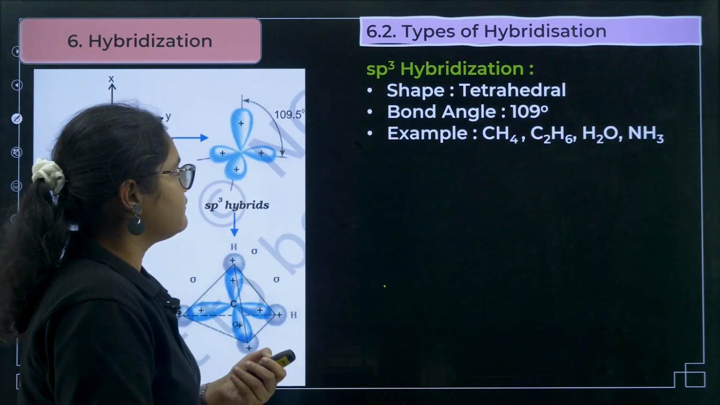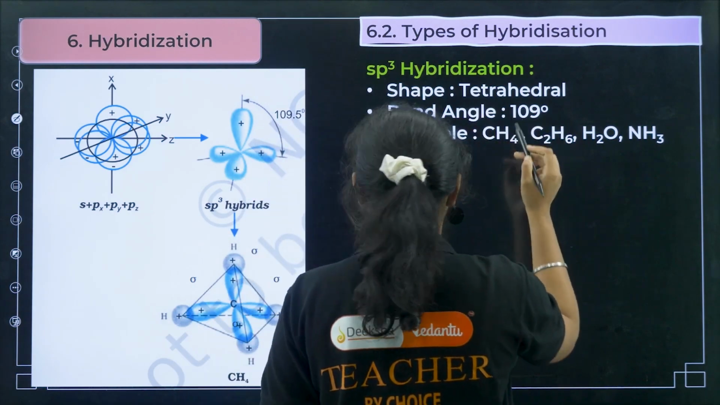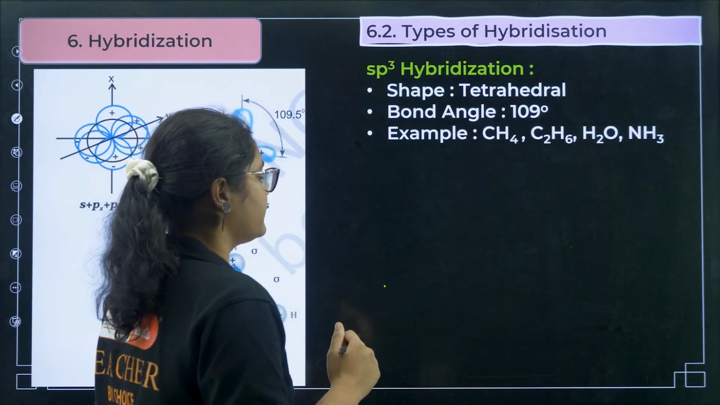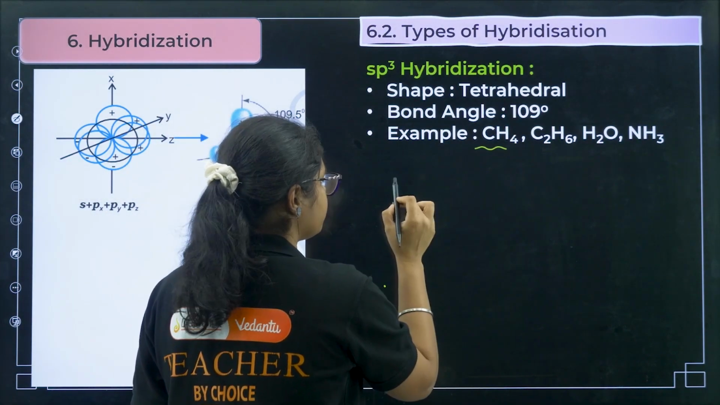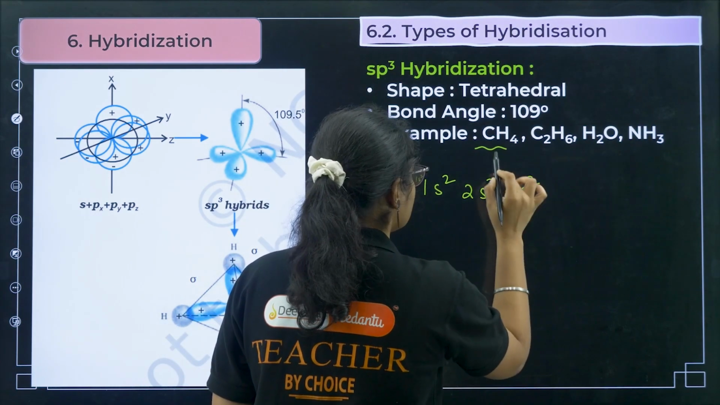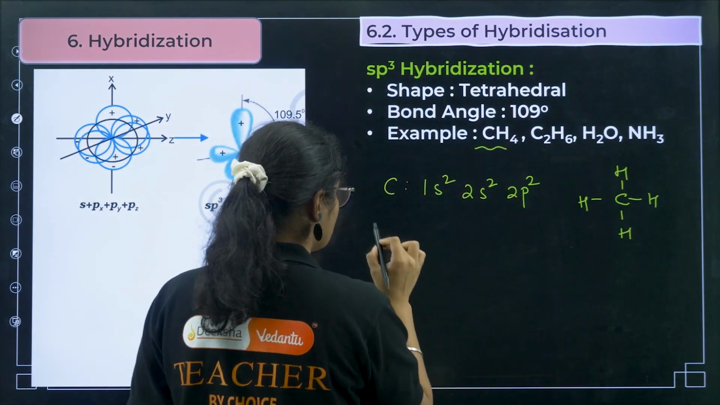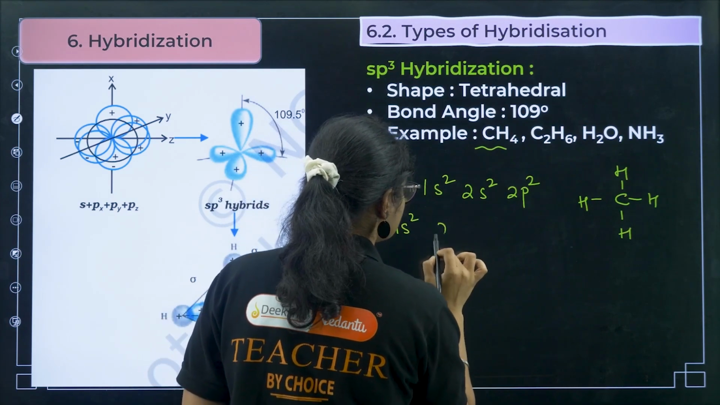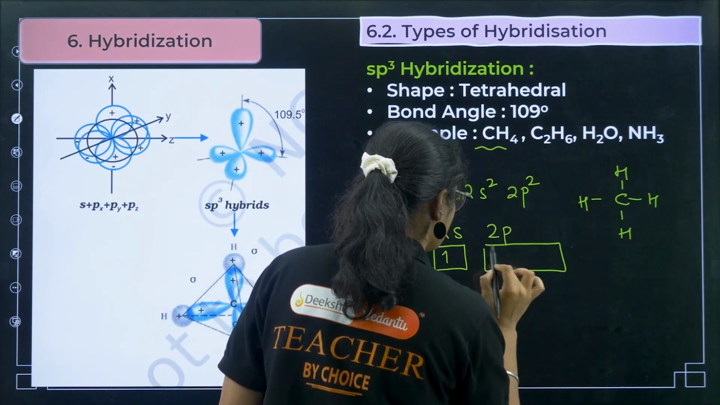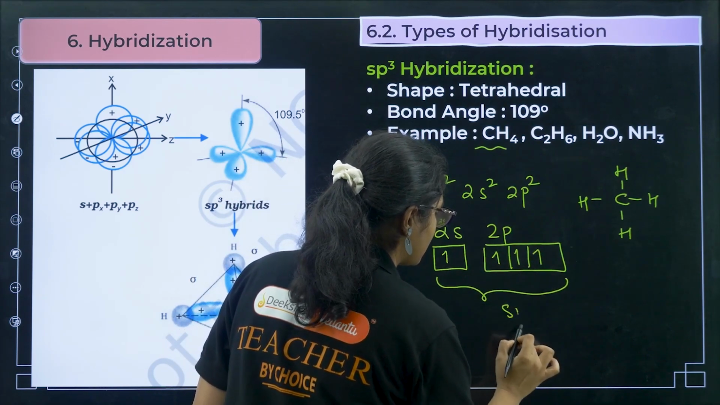Similarly, we have another hybridization, that is sp3. In sp3 the shape is tetrahedral, bond angle is 109 degrees. Now how can we explain this? If you see the CH4 molecule, carbon has 1s2, 2s2 and 2p2. The CH4 structure is supposed to be like this. How many sigma bonds is it forming? 4 sigma bonds, so we need 4 unpaired electrons. So it is 1s2, 2s and 2p, 2p2, and this one electron comes here, right? Now this sp3 hybridization takes place.